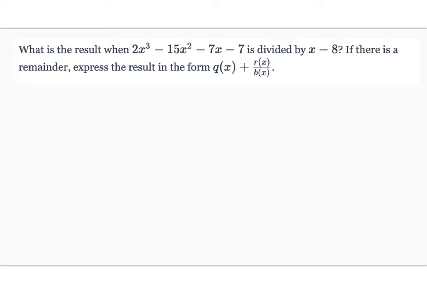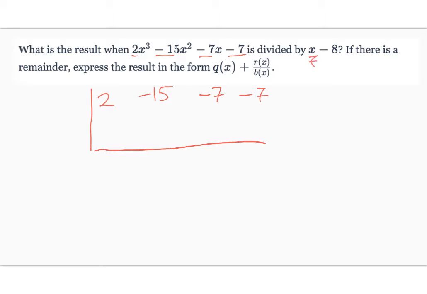To do this, I'm going to use synthetic division. If you haven't learned synthetic division before, we're going to go through that right now. I'm going to take my coefficients and build this weird box for them. So I've got a 2 and a minus 15 and a minus 7 and another minus 7. We're doing this just so we can leave out the x's, just the coefficients.